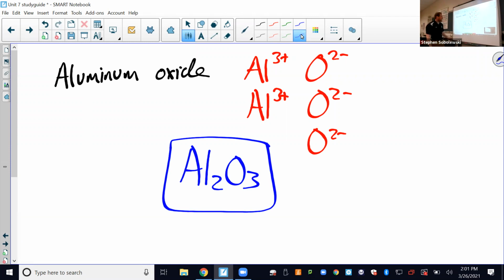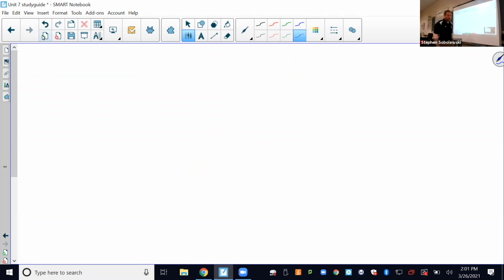Let's mix in a couple polyatomics. Polyatomic ions are the ions you see on the reference sheet here. These are combinations of elements that stick together like a team. Atoms, I should say. Atoms of different elements that stick together as a team, and they have a charge. All right, so let's say we have, let's go with aluminum nitrate.